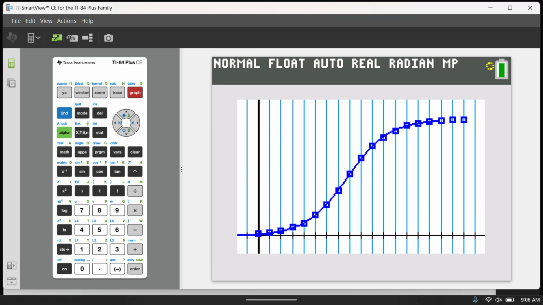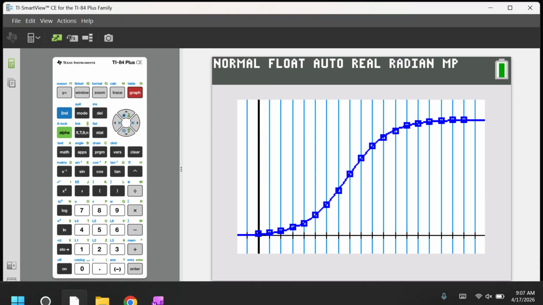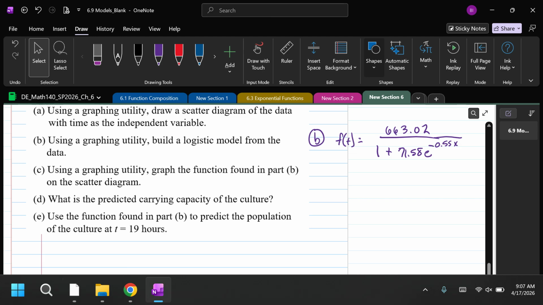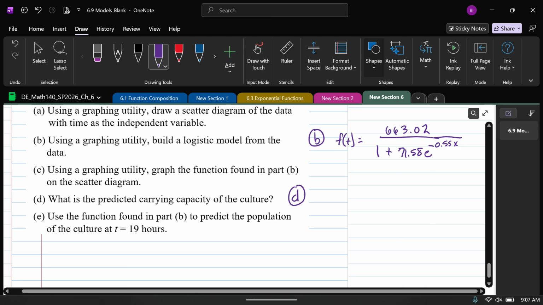A lot of data points there, and the more data points you have, the better your graph is going to fit. That's really the bottom line. So we see our logistic graph and our scatter plot matching up pretty close. What is the predicted carrying capacity? So D part, the carrying capacity is the 663.02.